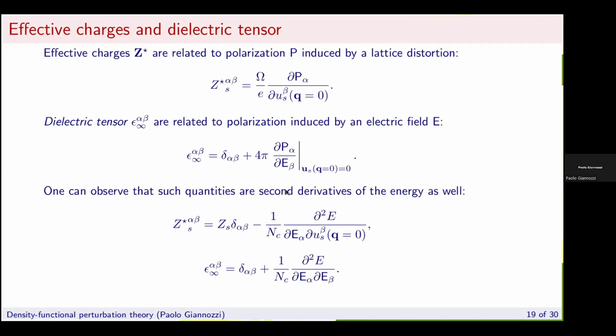Now, the Born effective charges are also second derivatives of the energy with respect to an electric field and an atomic displacement. In fact, the effective charges are related to the electric polarization induced by lattice distortion, or equivalently, to the force induced by an electric field in the system. The dielectric tensor is related to the polarization induced by an electric field, so it's also a second derivative of the energy with respect to two electric fields. So we have a mixed second derivative for the effective charge and a second derivative with respect to an electric field for the dielectric tensor.